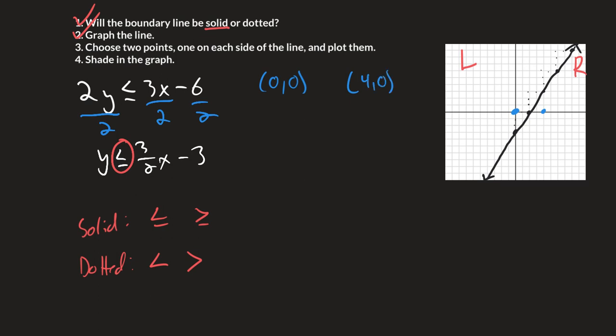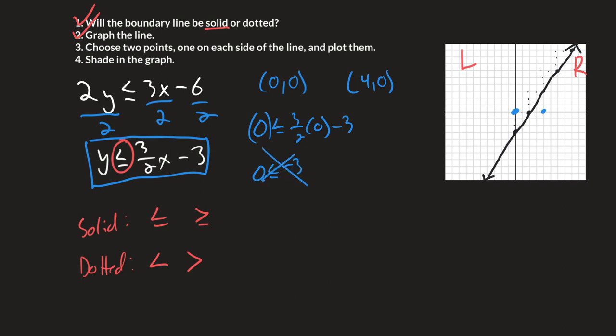Now what we do with these points is we plug them into our inequality over here and see which one comes out to be true. So the first one, we get 0 is less than or equal to 3 halves 0 minus 3, and you get 0 is less than or equal to -3. That is a false statement, so that's not the one that we're looking for.